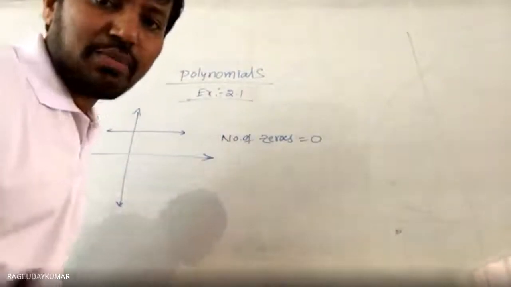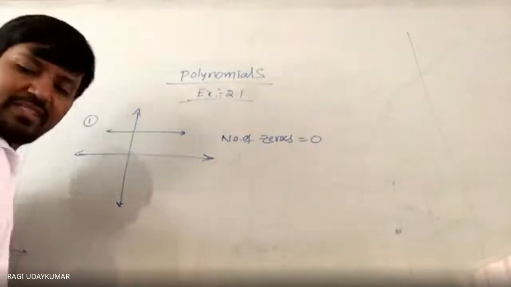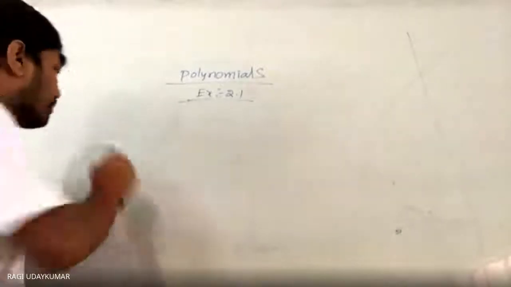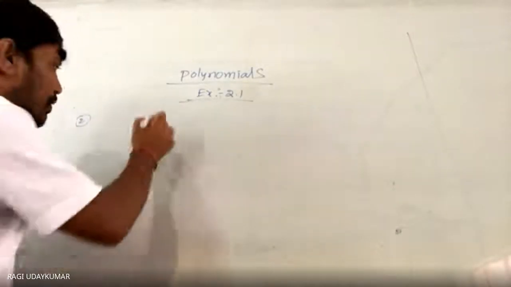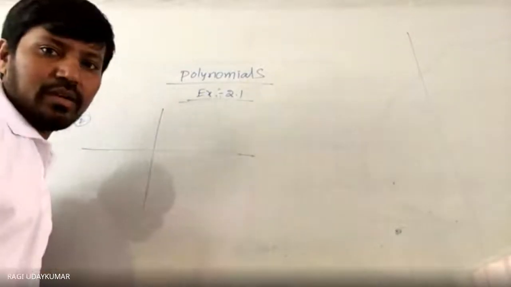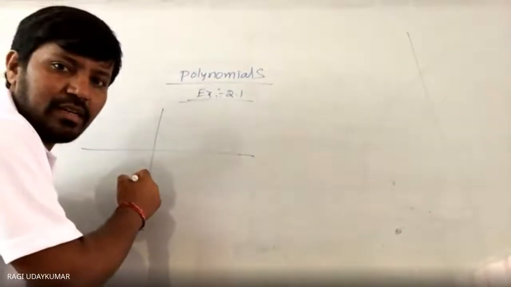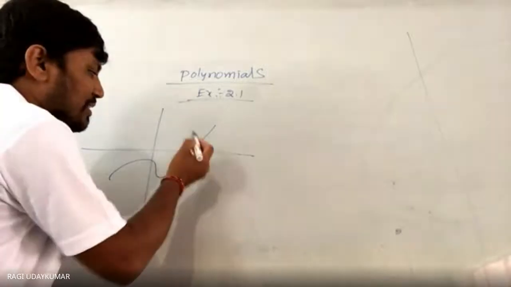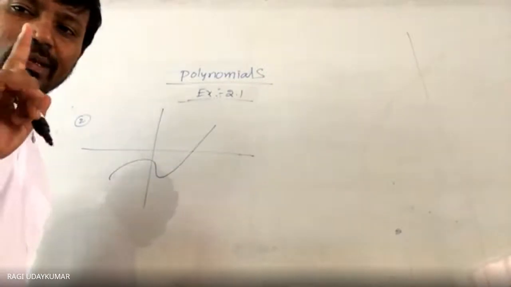And if you see the second problem, a graph is given to you. Here I am going to draw the second question. The second question is drawn like this. Okay, now see the graph here. If you observe, it is given like this. Where is it touching the x-axis? At only one point it is touching. So the number of zeros is 1.